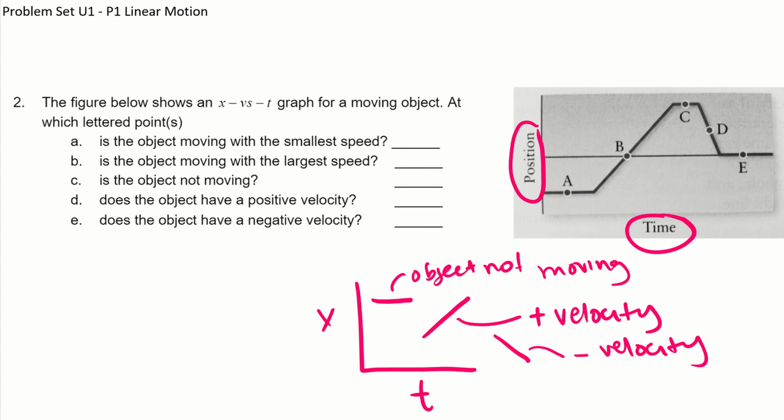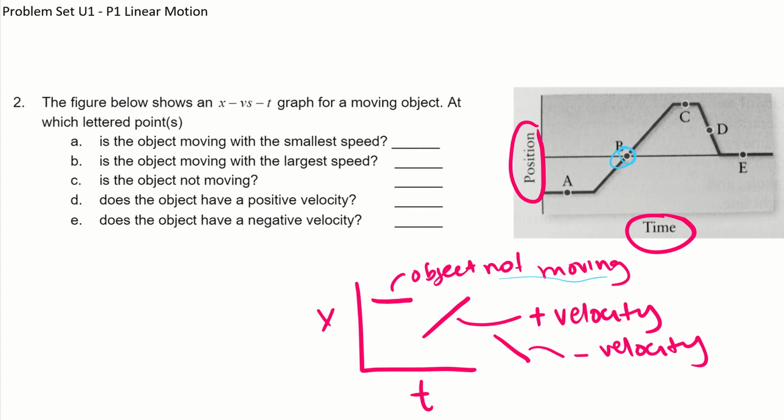So in A, it asks, when is the object moving with the smallest speed? We know the object must be moving, so that eliminates A, C, and E, because those are all horizontal lines where the object is not moving. Well, speed, we don't care if the slope is positive or negative. So we know B and D, the object is moving at time B and at time D. And for speed, you want to look at the magnitude of the slope. So D is actually changing its position over time more than B is. So B is going to be the smallest speed.